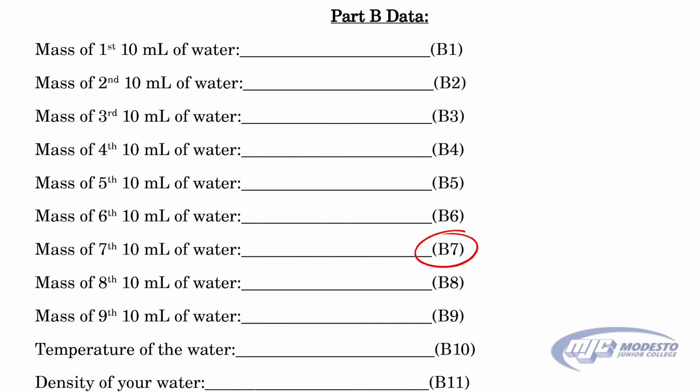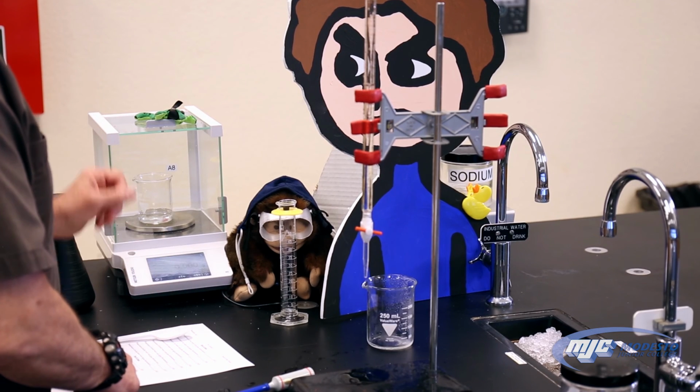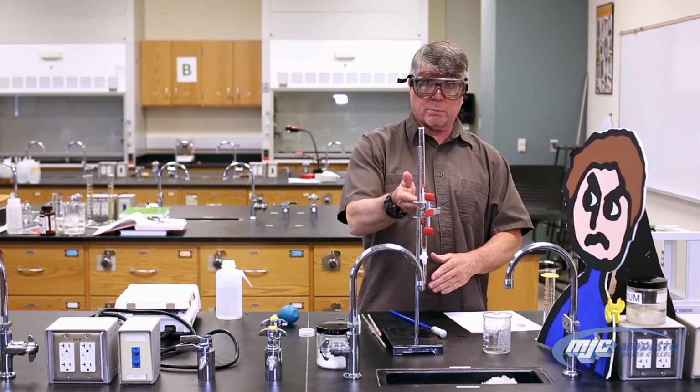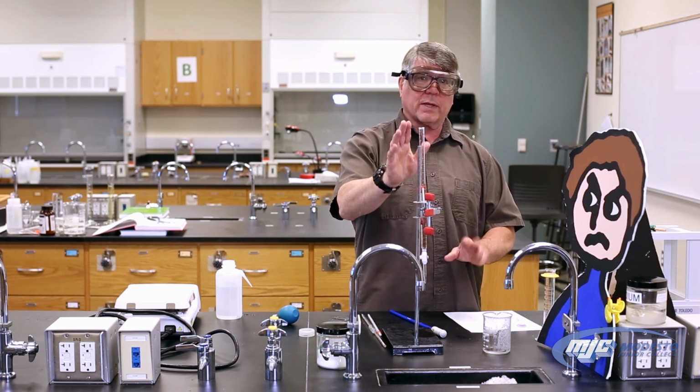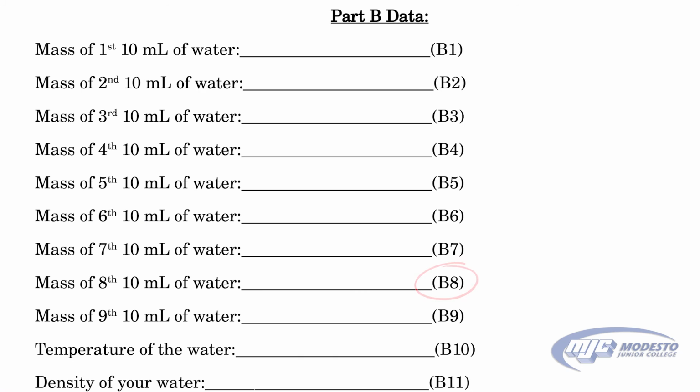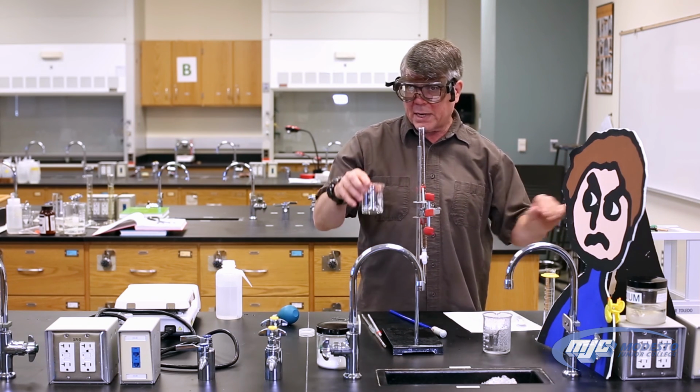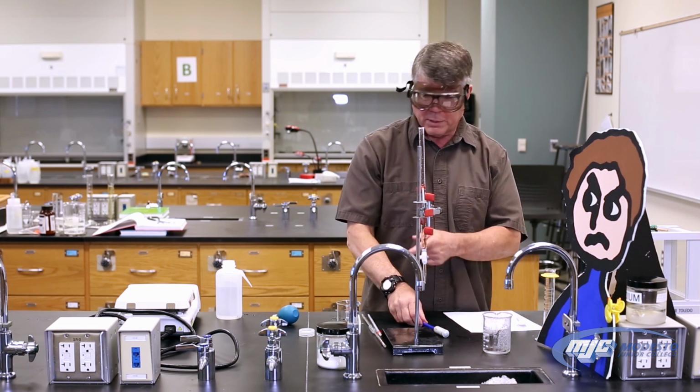Once I record that 3 places past the decimal, little g for grams, tare out the balance, take it out, add 10 more mils, probably have to add a little bit back into the buret, that's fine. Do that 2 more times, that's B8 and B9. Now we're not quite done. The last thing we have to do is we're going to have about 90 milliliters of water in the beaker at that point.